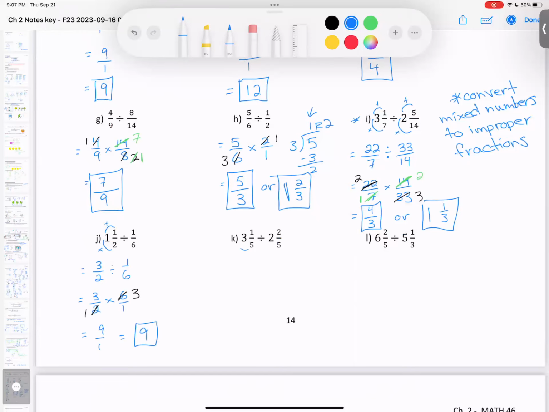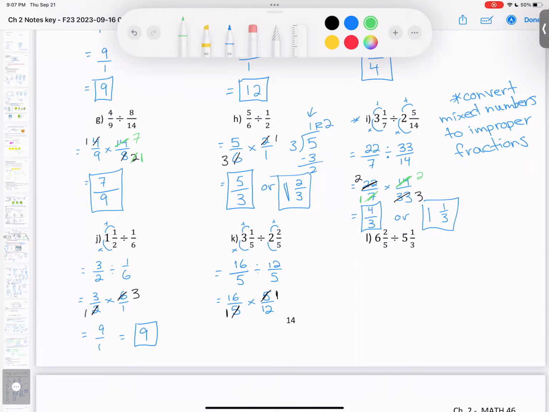Next one, 5 times 3 gives me 15, plus another 1 gives me 16 over 5. And we're dividing that by 5 times 2 is 10, plus 2 gives me 12, so 12 over 5. Okay, let's flip and multiply. So 16 over 5 multiplied by the reciprocal of 12 over 5, which is 5 over 12. And now let's do some cross simplification. So I've got two numbers divisible by 5 there. Both of those 5s can be divided by 5 to be changed into ones.